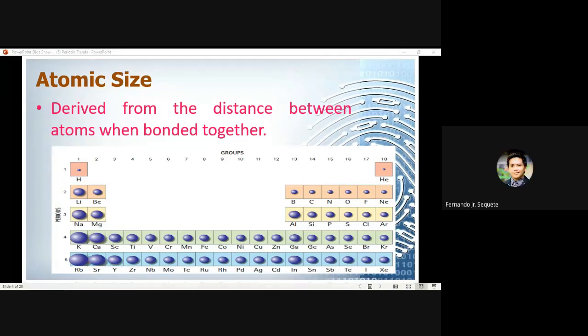Actually, ang nabantayan ni Sunny is the number 1 to 18, but that is not our reference point. I told you that the reference point now, ang titingnan natin would be the circles. So you would notice that the circles, if we're going to look at from left to right, nagkakaliit, no? Therefore, the pattern or the trend for atomic size, left to right, is decreasing. Okay. How about top to bottom?